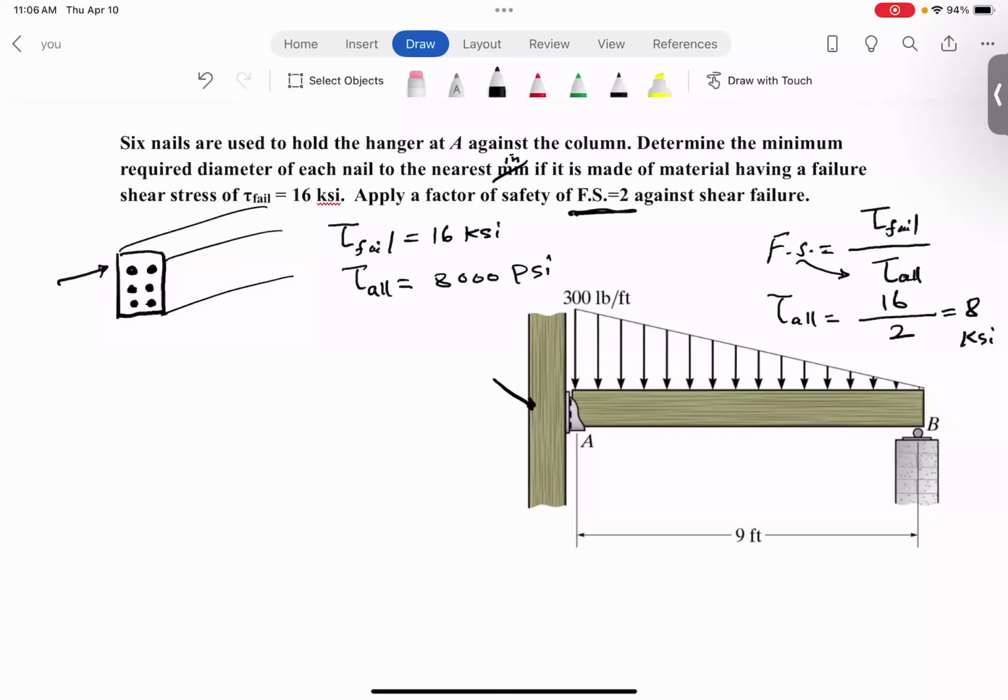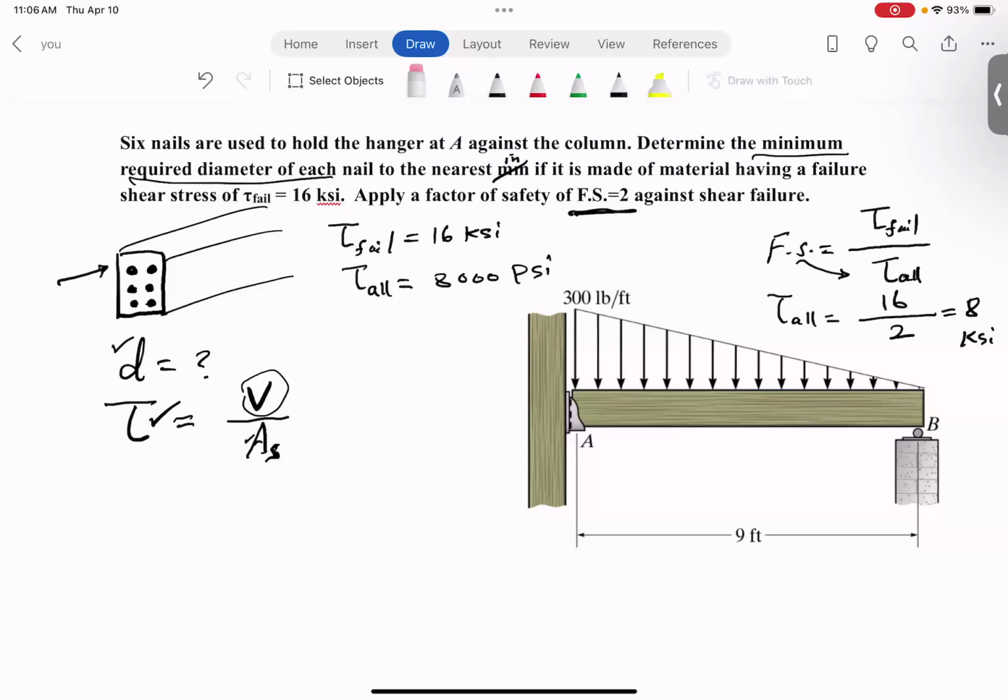KSI means kilo PSI. Remember, what we are trying to find is the minimum required diameter of each nail. So D is what we're looking for. And we know that the definition of the shear stress is shear load divided by what we call shear area. So if we have tau, and we want to find the area, from which we can then determine the diameter, we need to figure out the shear load acting on each of these nails. That comes from the statics.